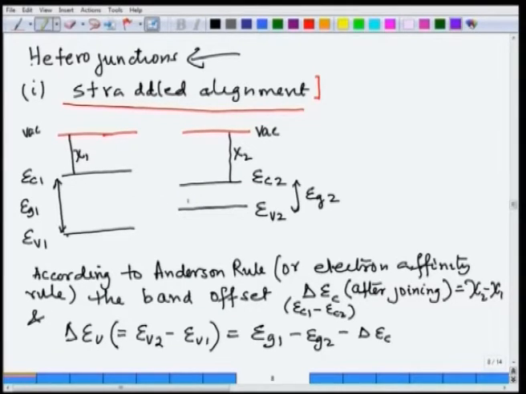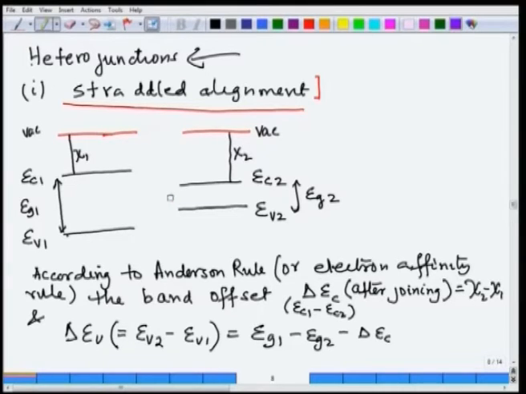But the question is, when you join them, remember EC1 minus EC2, that is the band offset in the conduction band at this point in time, when vacuum levels are aligned. When vacuum levels are aligned, when vacuum levels are right here, at that time there is a conduction band, and EC1 minus EC2 is some number, delta EC. The question is, when you join them together, then what will be that EC? That is the question we want to ask.